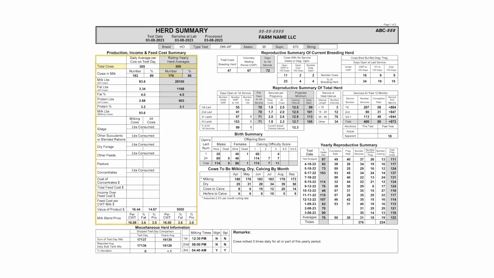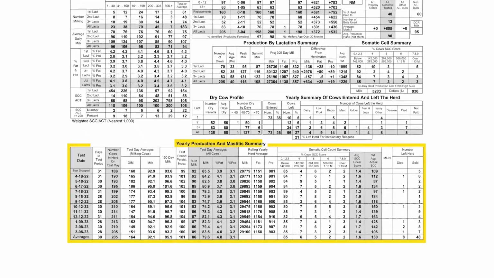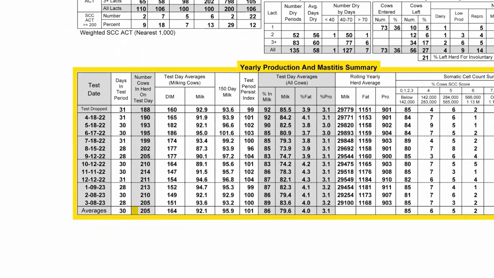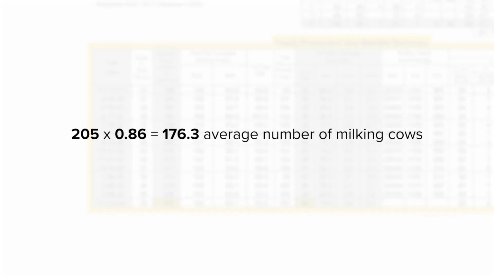Another way to find the average number of milking cows for the year is to look at the back page of the 202. You will find the information you need in the yearly production and mastitis summary. The sample farm averaged 205 cows in the herd with 86% in milk. 205 times 0.86 equals 176.3. This matches the average number of milking cows in the herd throughout the year found in the prior method.